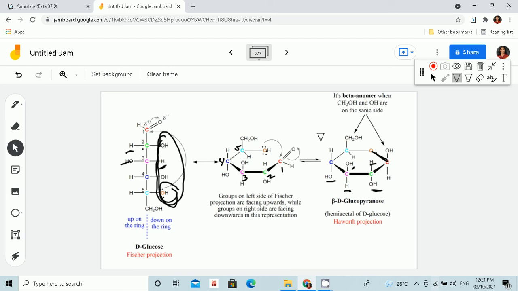And then in carbon 5, this is carbon 5, we have the CH2OH, which will appear above the ring. Since this is a D-glucose, the CH2OH will always appear above the ring. Whereas if this is an L, the CH2OH appears below.